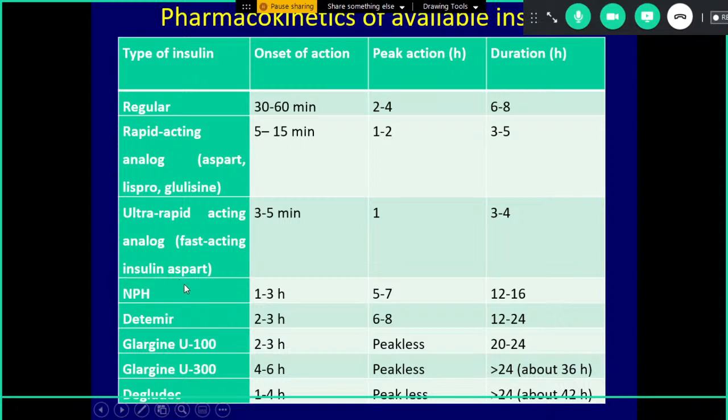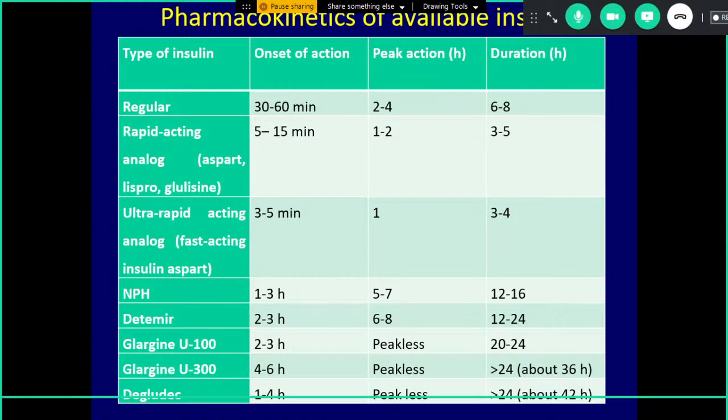Then comes the intermediate and long-acting insulin, NPH, which starts acting in 1 to 3 hours, peaks at 5 to 6. Now, this is important to understand, because if you give NPH at bedtime or at 8 or 9 p.m., it'll peak at 2 a.m. or 3 a.m., which may cause a hypoglycemia. So giving a bedtime snack is useful.